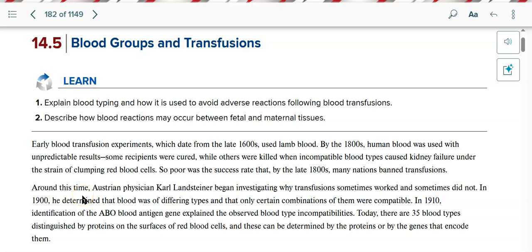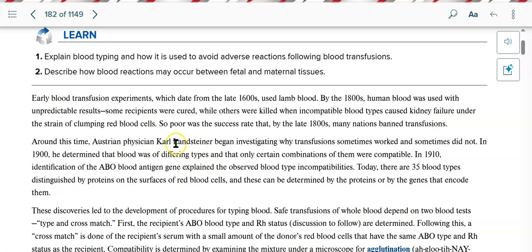All right, let's talk now about blood groups, also known as blood types, and transfusions. There's a little historical stuff here about early blood transfusions using lamb blood, and in the 1800s, human blood being used with unpredictable results. But Carl Landsteiner is the person who is credited with figuring out the different blood types.